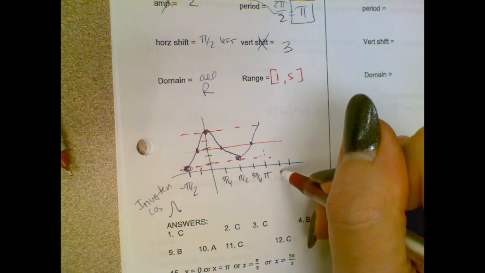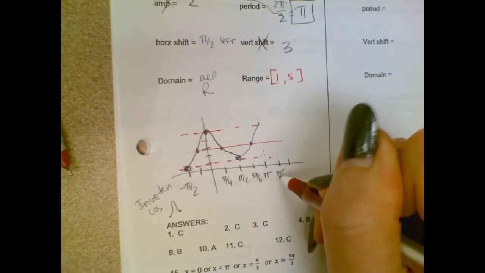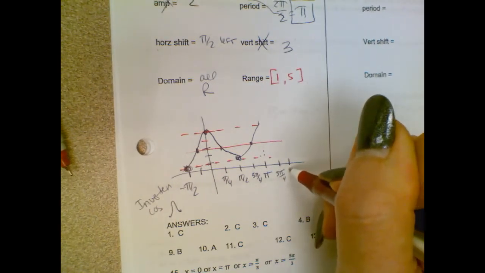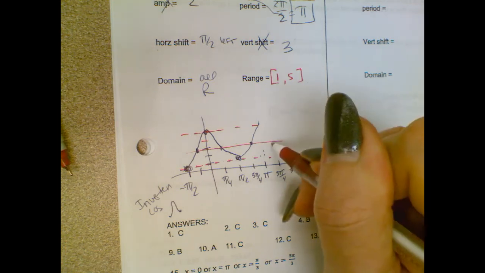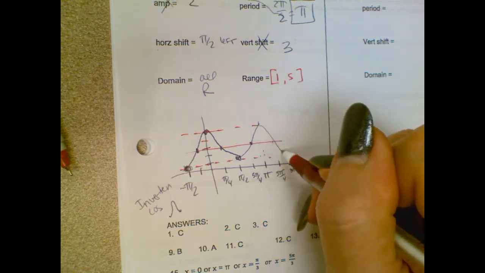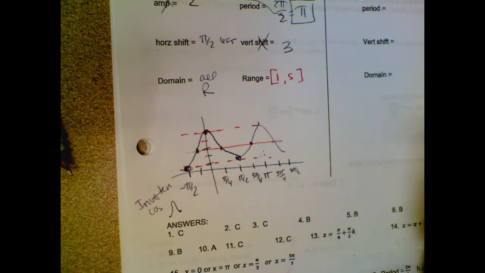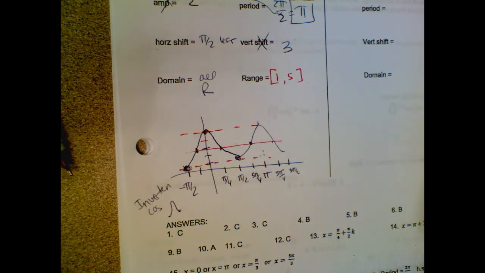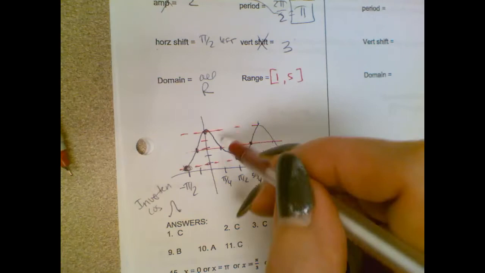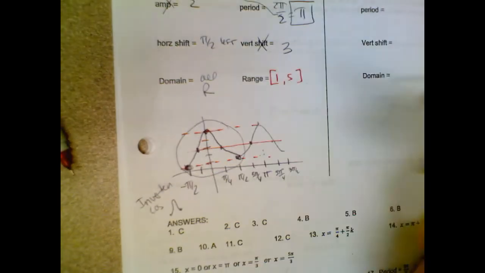If I wanted to continue drawing these, this would be 5 pi over 4 and 3 pi over 2. So I could continue doing this and end it right there. So it depends how far you want to go. It just says draw each graph for one period. So for me, one period would be like right here.